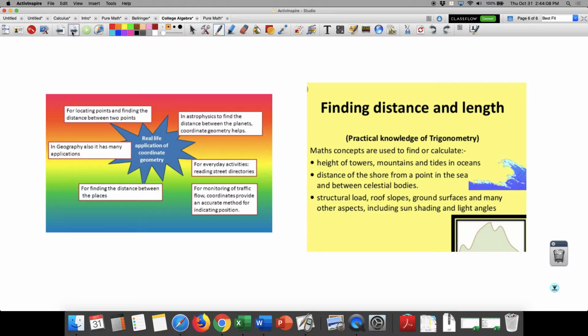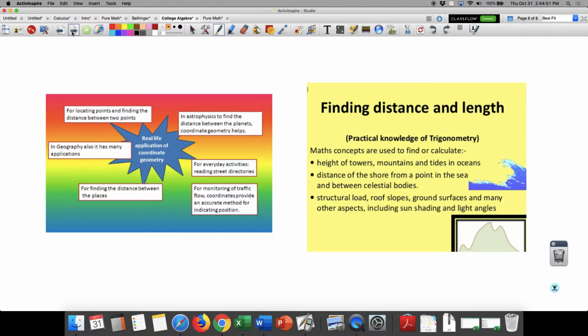So I try to give relevance and some information and some background on those things that I can. First of all, finding distance or length. Of course, you know that this is extremely important to try to find length between 2 points. So, for example, in astrophysics, to find the distance between the planets, just reading street directions, finding heights of towers, mountains, the distance of the shore from a point in the sea, structural loads, roof slopes, ground surfaces. Those are just a few of the reasons why you would need to find length.